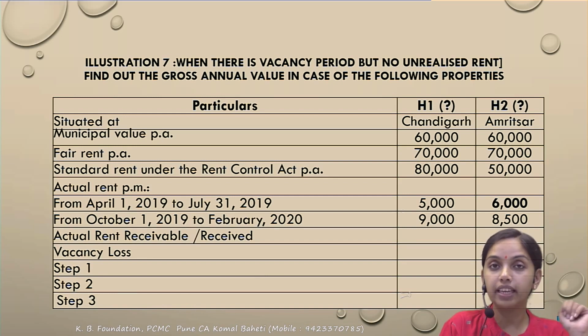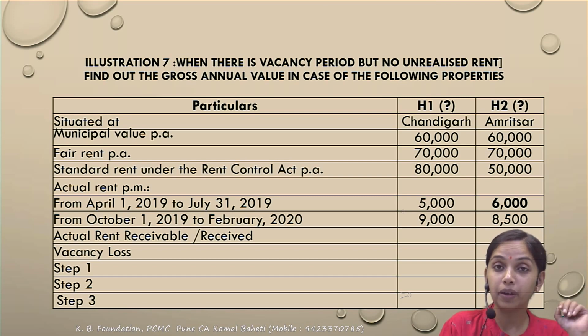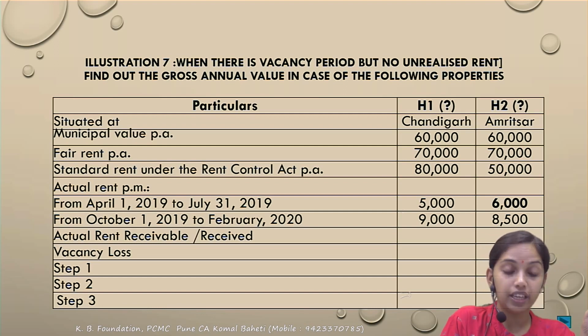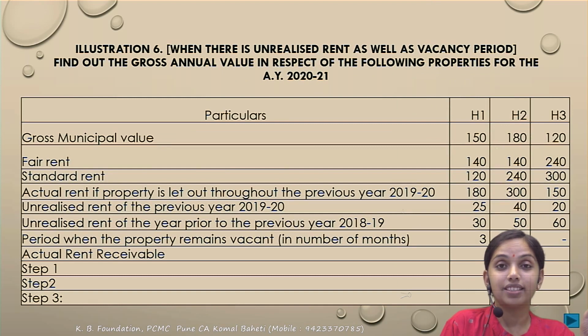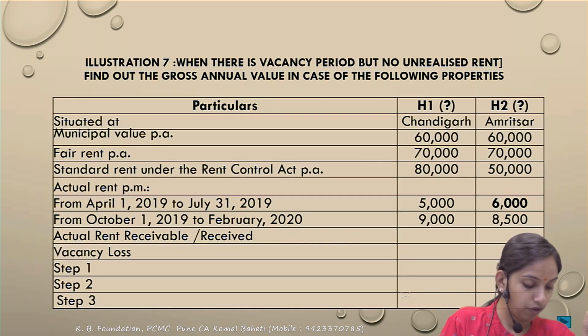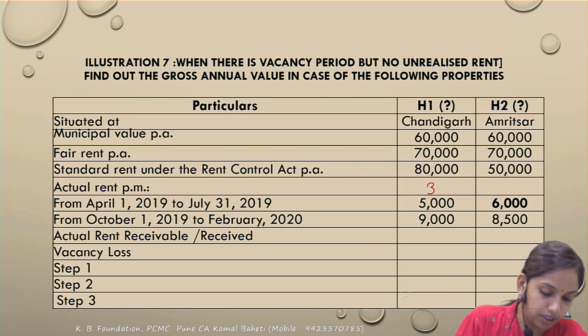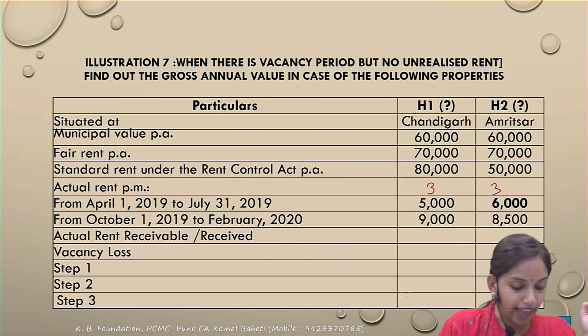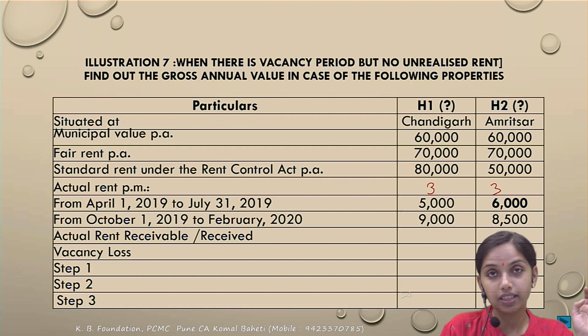What about the remaining period? In the remaining period, the property would be vacant. So for how many months is the property vacant? It was let out up to July. So August, September. Again from the 1st October it has been let out, correct? But it is let out only up to February, which means it is not let out in the month of March. So the property is vacant in a nutshell for 3 months, correct? So we calculate the vacancy loss for the 3 months.